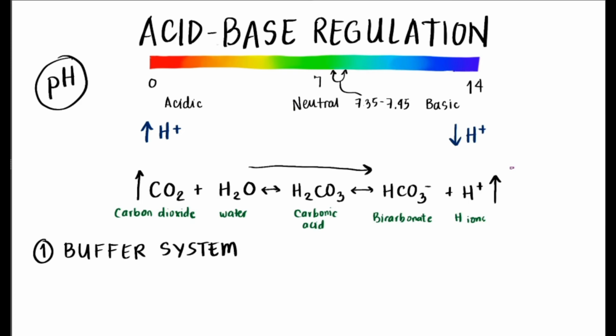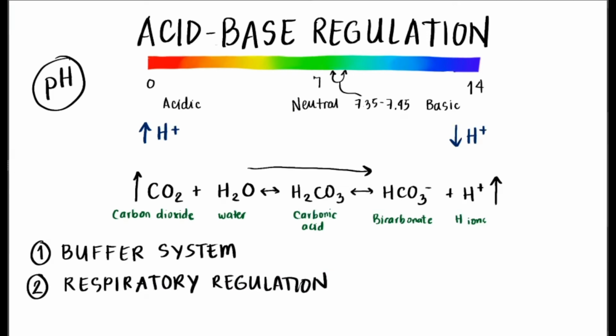The second process is respiratory regulation. The amount of CO2 exhaled by our lungs depends on acidity. Chemoreceptors sense a decrease in pH caused by an increase of CO2 in blood. Our brain will interpret the stimulus and tell us to breathe faster, inhaling more oxygen and releasing more CO2, making our blood pH go back to the normal range.